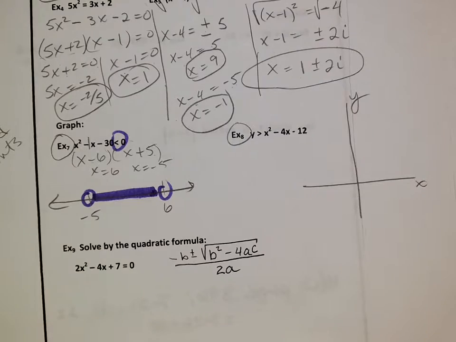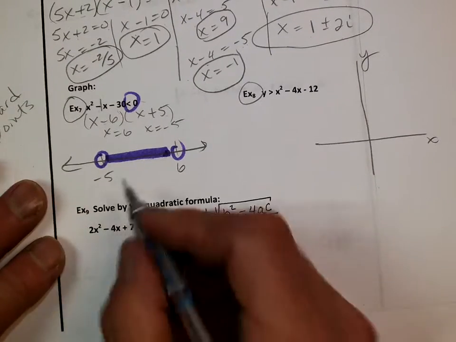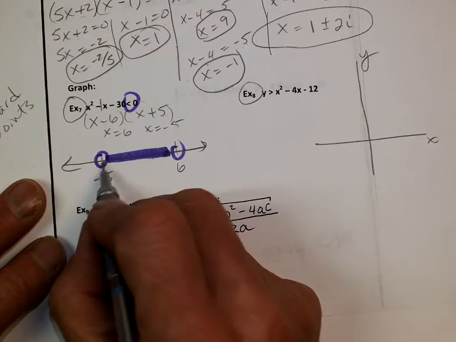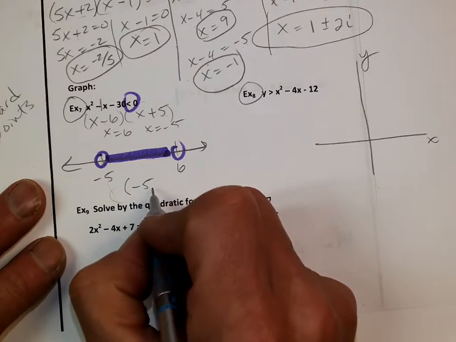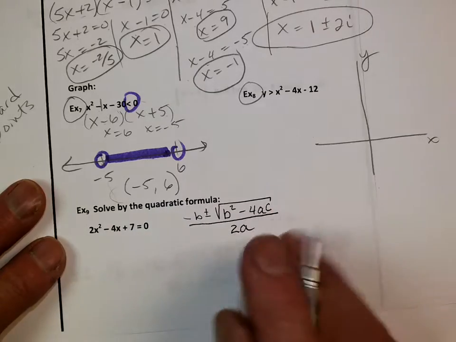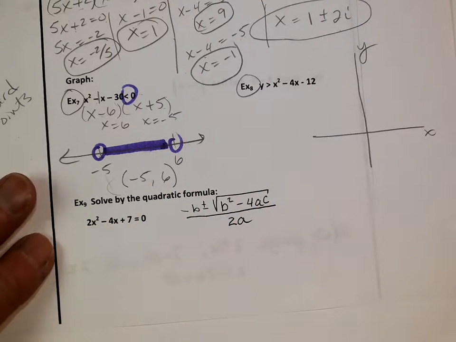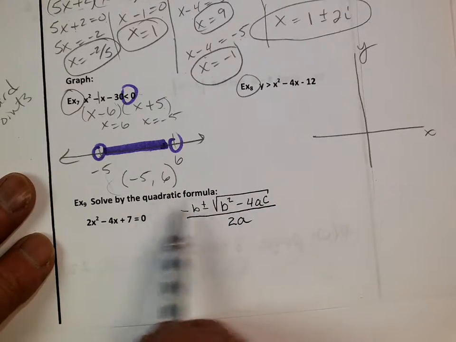So in interval notation, if you're asked to do this in interval notation, I'd use a bracket if it's a solid dot, but it's not. So I use parentheses: -5, comma 6, parentheses. Okay, it looks like a point, but in interval notation, that's what it is, okay?